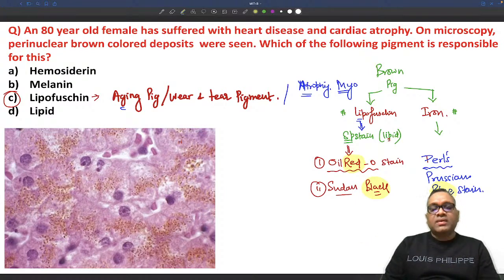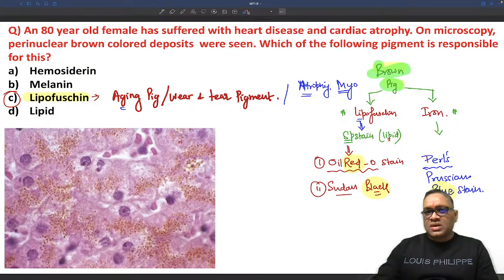It is not melanin, right? So now you understood: the brown pigment around the nucleus, older individual, atrophic myocardium. So there will be only one diagnosis, that is the lipofuscin. And whenever you have a brown pigment in your exam, you must remember that brown pigment has two differential diagnoses. It can be lipofuscin, or it can be iron.